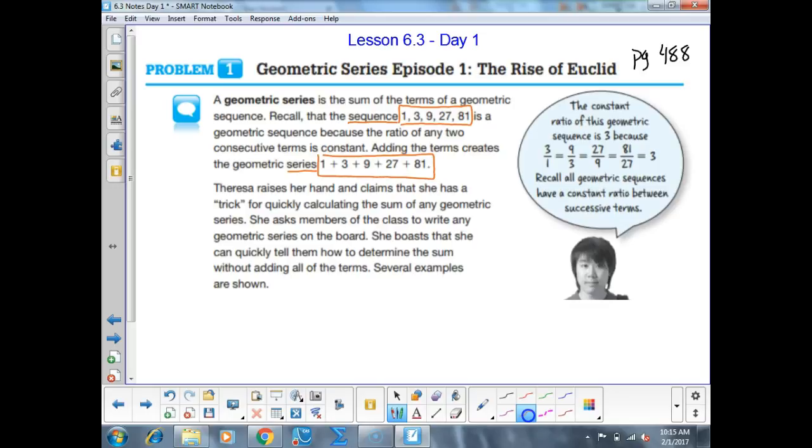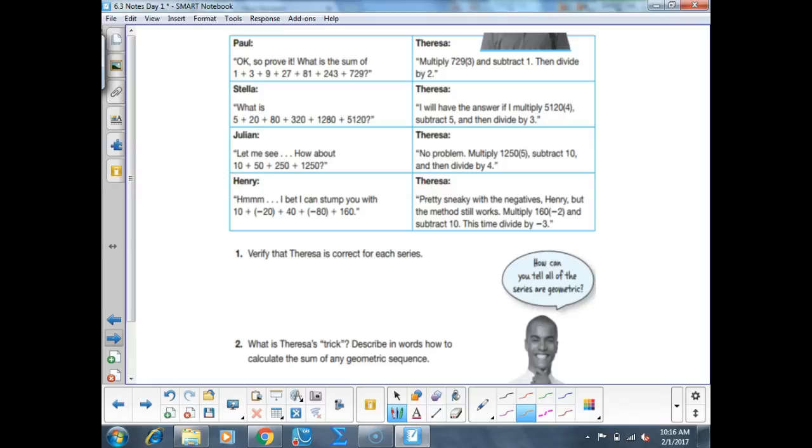Okay. Well, we're going to meet 5 kids that are in Algebra 2. First one that we're going to meet, her name is Teresa. Teresa raises her hand and claims that she has a trick for quickly calculating the sum of any geometric series. She asks the members of the class to write any geometric series on the board. She boasts that she can quickly tell them how to determine the sum without adding the terms.